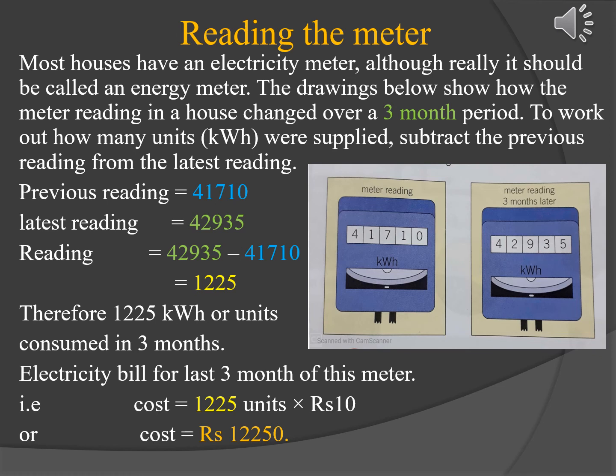Now you can calculate the electricity bill for last 3 months of this meter. That is, cost is equal to 1225 units multiplied by rupees 10, or is equal to rupees 12,250.